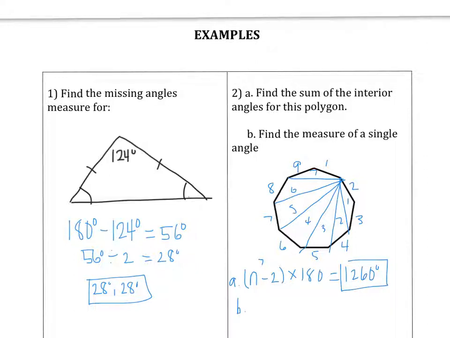B is we want to find the measure of a single angle. So we know that the total is 1,260 degrees, and we know that there are 9 angles because there are 9 sides. So we divide that by 9, and this is going to give us the value of each angle.